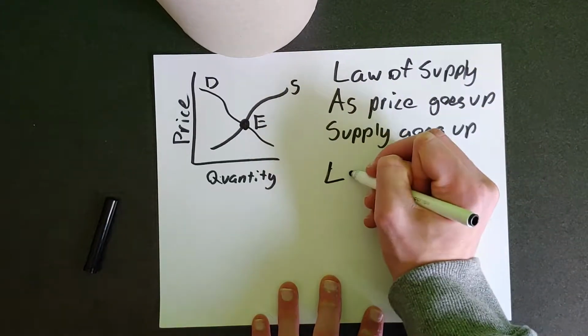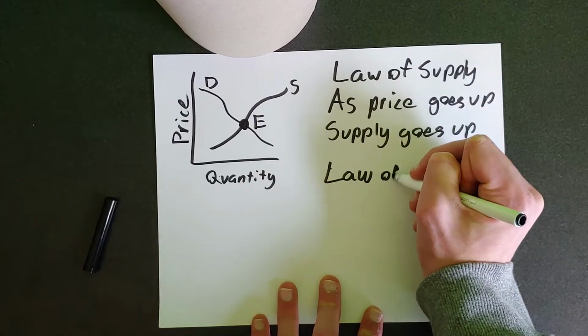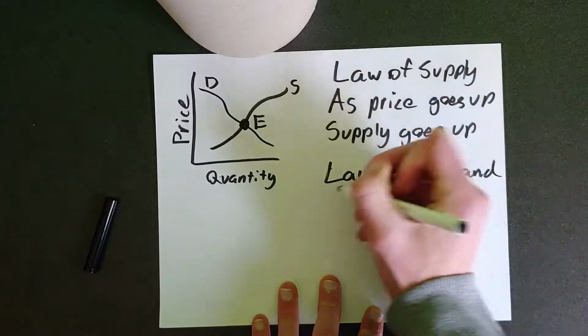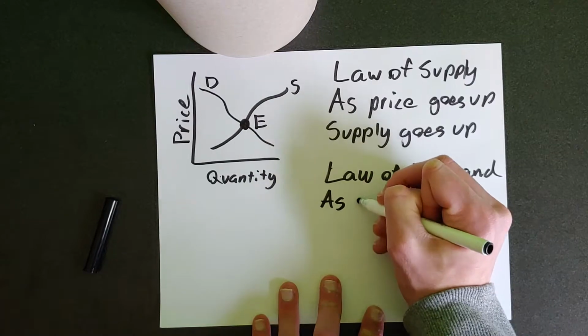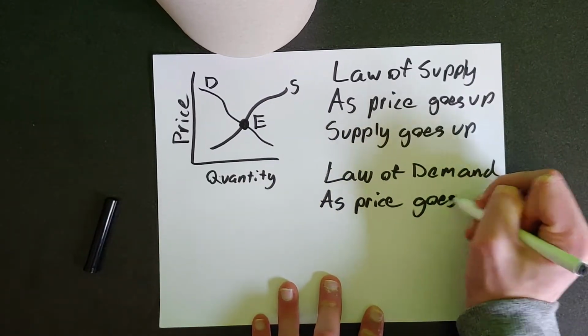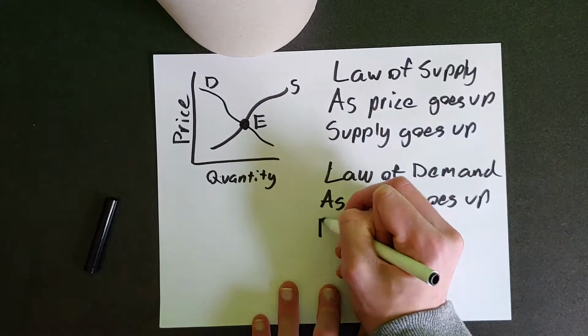Law of demand is that as price goes up, demand will go down.